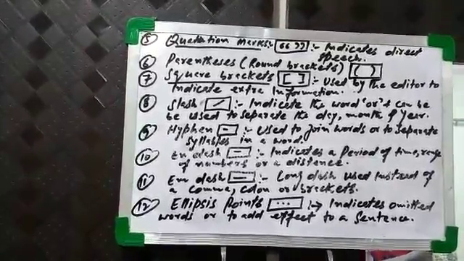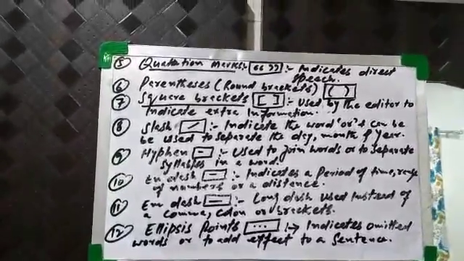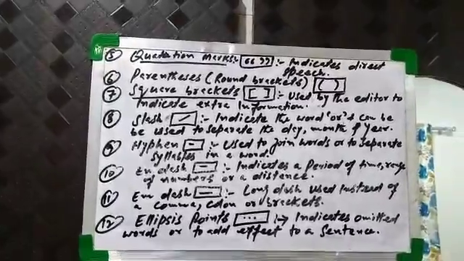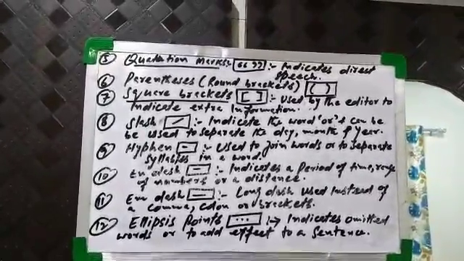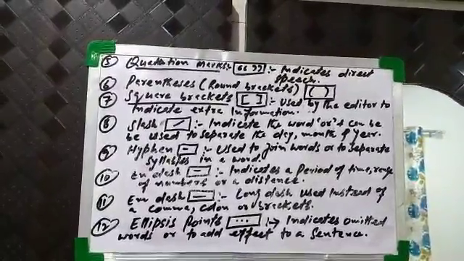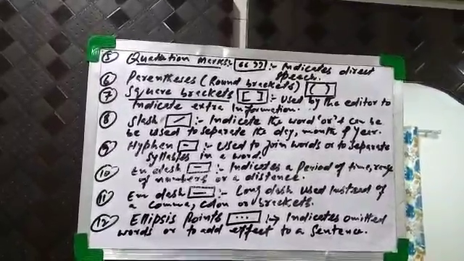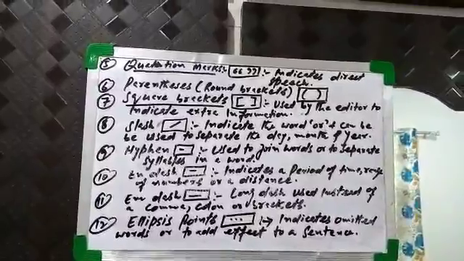So one more punctuation mark is square brackets. Square brackets are used by the editor to indicate extra information. For example, the book states, when climbing [the] mountain, it is important to be very safe. The word the is in square brackets.